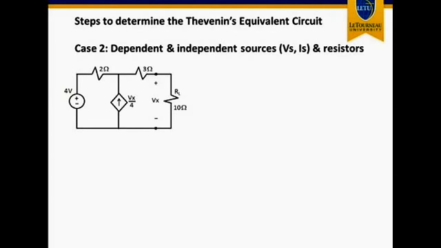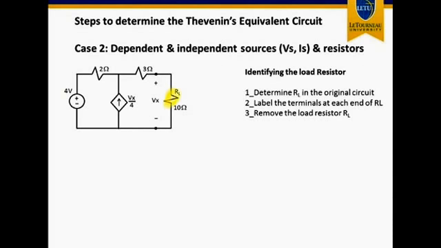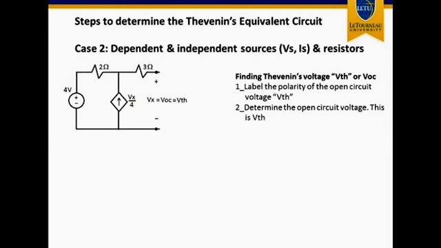We have this circuit that has one dependent source, and we want to find the Thevenin equivalent circuit. First, we need to identify the load resistor, and then we need to label the terminals across the resistor. Once we do that, we can remove the load resistor so that we can find the Thevenin voltage, the short circuit current, and the Thevenin resistance. So let's start by finding the open circuit voltage, or the Thevenin voltage.